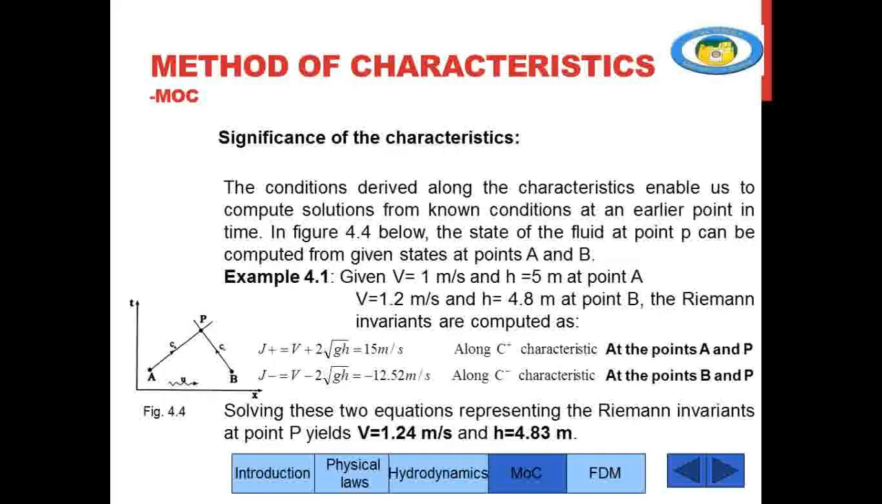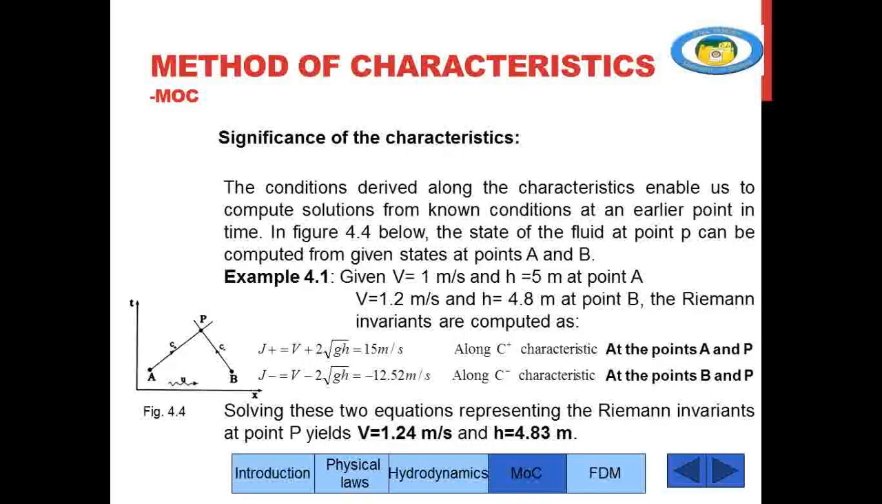And then let's find the Riemann invariant along the C minus, or the backward characteristics, using the values at B, which is the velocity at B, 1.2, minus 2 times radical G times the water depth at B, which is 4.8. Then this shall give you negative 12.52 along C minus.